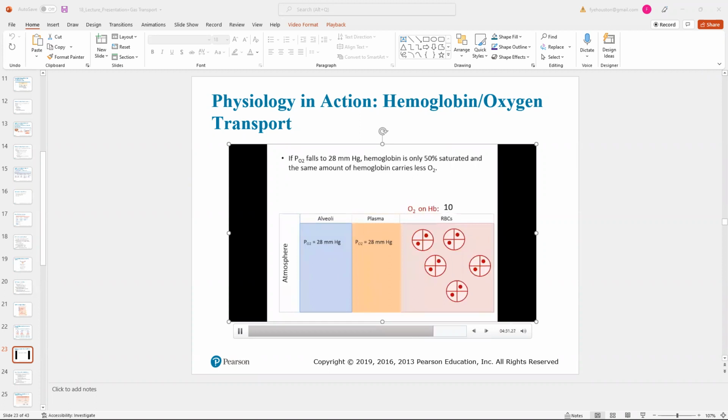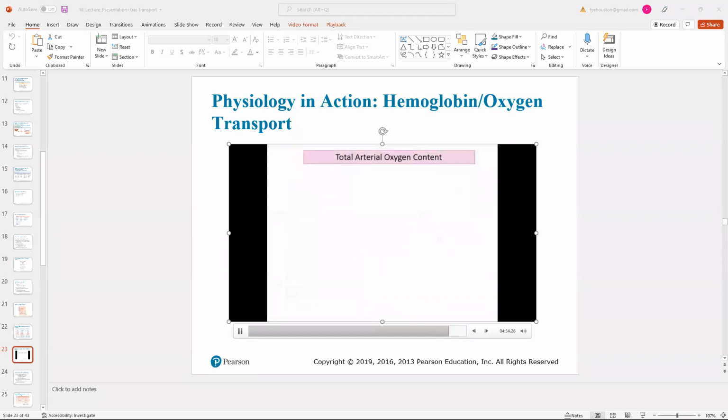To restore the oxygen carrying capacity of the blood, the body must make more hemoglobin. This is exactly what happens when people ascend to high altitude where atmospheric oxygen content is low. Within days of coming to high altitude, the body begins to make more hemoglobin to carry more oxygen.